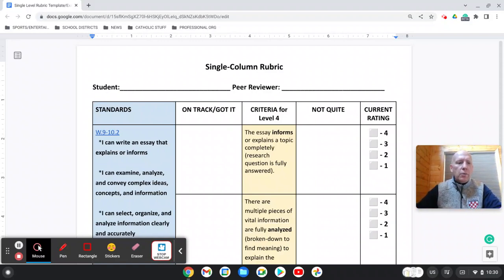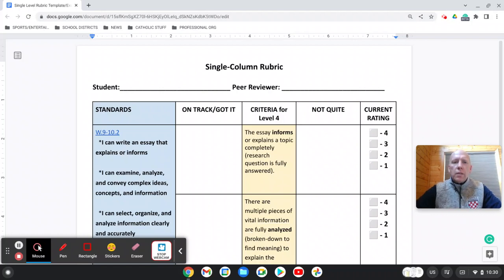This has been a tool that we've started using last year and then extensively more this year. Its benefits include that it's a great way to have peer-to-peer interactions around the standard and the product that's being created. It's also a great way for the teacher and the student to interact around what they've produced.